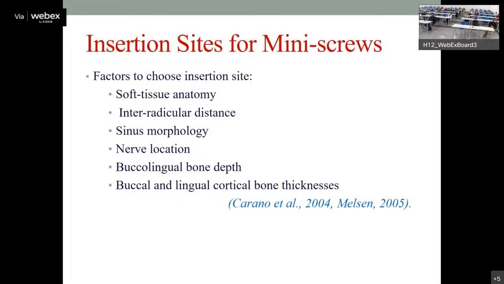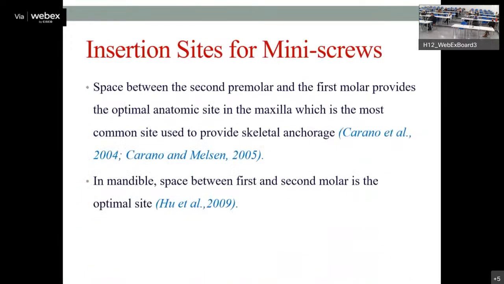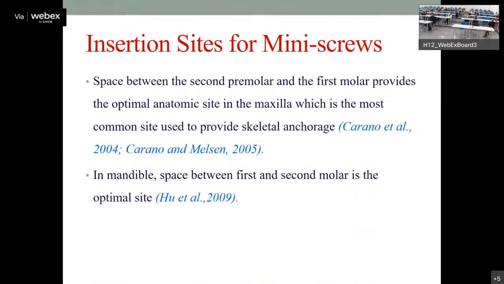According to the buccolingual bone depth, you can choose the length of your micro screw, buccal and lingual cortical bone thickness also. The space between second premolar and first molar is the most common space to be used in the maxilla, whereas in the mandible, the space between first and second molar is the most common place for inserting the micro screw.